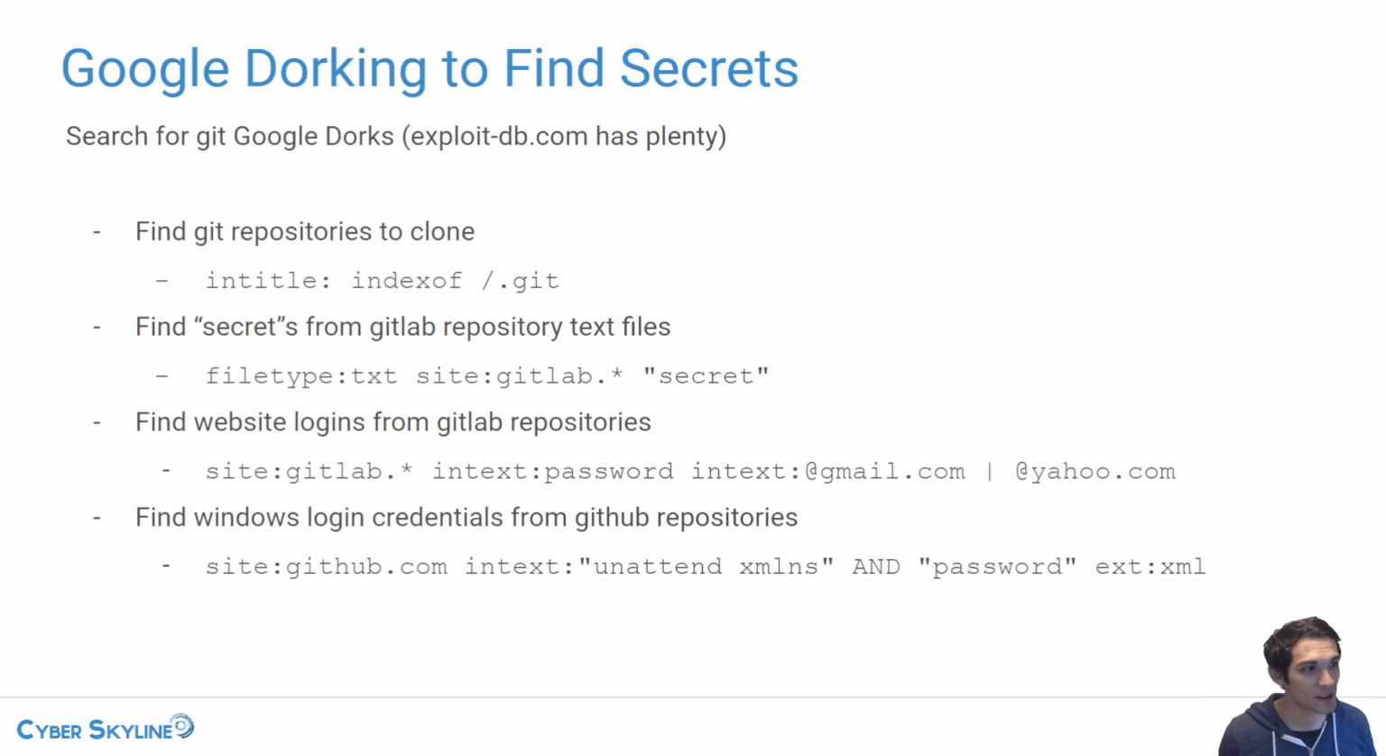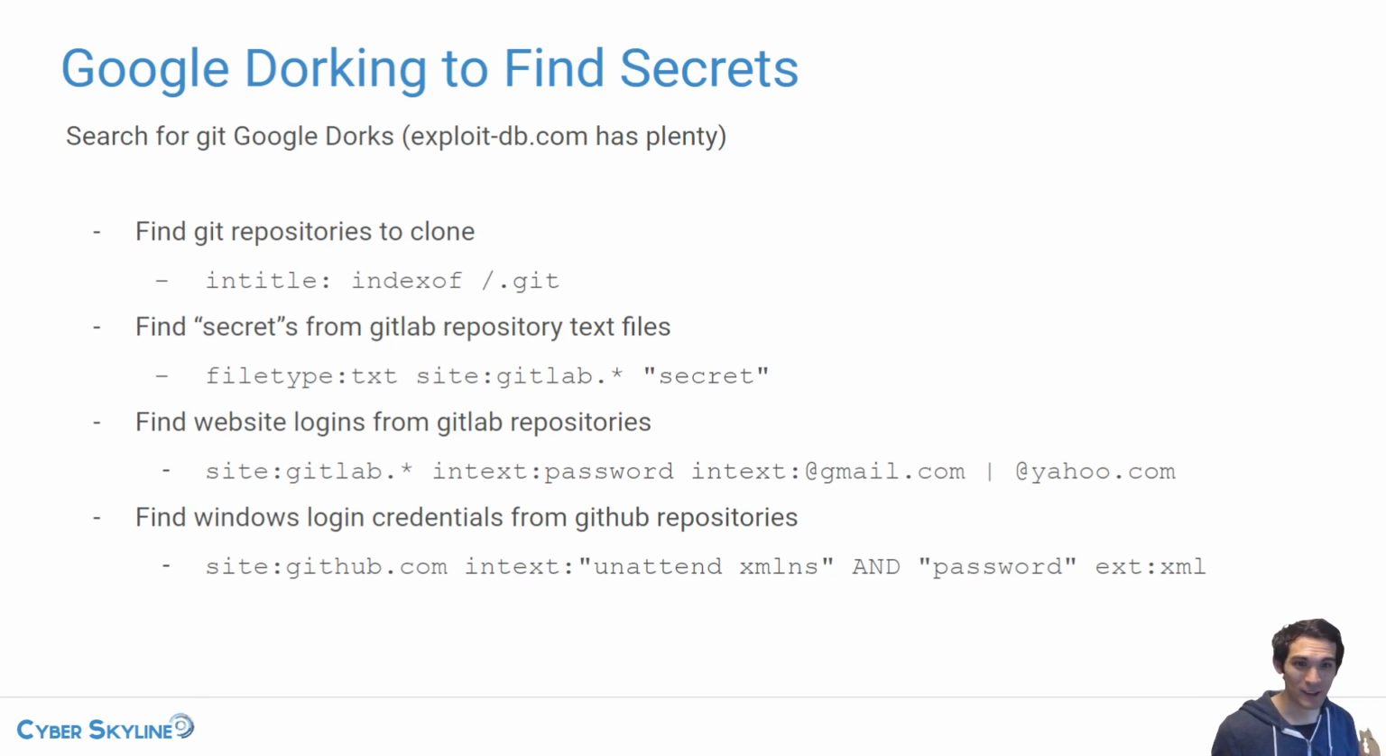The next one here is to just find any secrets. So we're searching for any text file on any GitLab repository which has the text secret in there. You can swap in whatever else you want to search for, but in this case we're searching for secret. The next example here, we're searching for website logins. Any GitLab project that has a text document that says password and matches these at gmail.com or at yahoo.com. So we're looking for login credentials basically. And this last one here is specifically looking for Windows login credentials on GitHub.